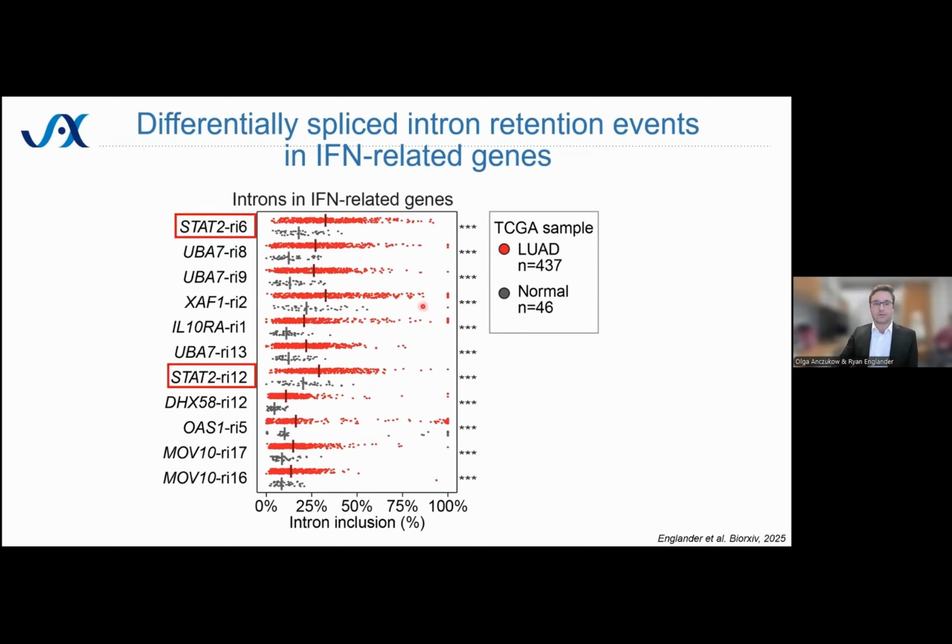I want to focus your attention here. There's really a number of interesting genes. We could talk about them for hours, but I want to focus your attention here on two intron retention events in the gene STAT2, namely intron 6 or RI6 and intron 12 or RI12. And that is going to be the focus of the remainder of this talk.